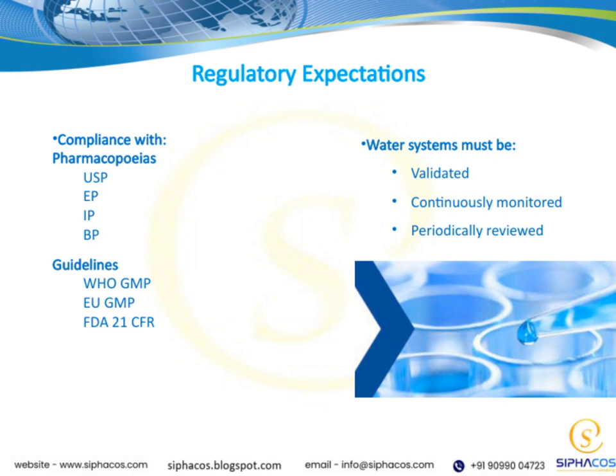We need to comply with various pharmacopoeias like the USP, EP, IP, and BP, which set specific standards for water quality and system design. Additionally, we follow guidelines from organizations such as WHO GMP, EU GMP, and FDA 21 CFR, which provide comprehensive frameworks to ensure our water systems remain safe, effective, and compliant. Overall, maintaining water system integrity is not just about meeting standards today, but about ongoing diligence and adherence to evolving regulations to ensure the highest quality in our pharmaceutical processes.